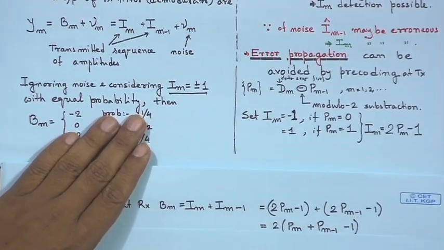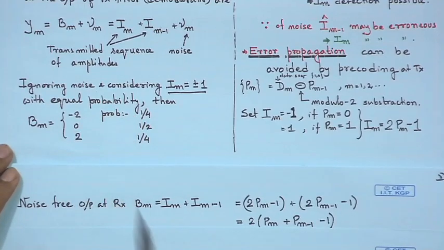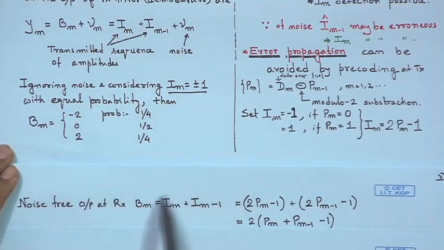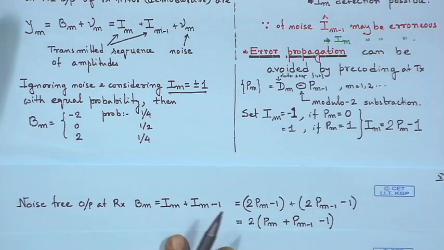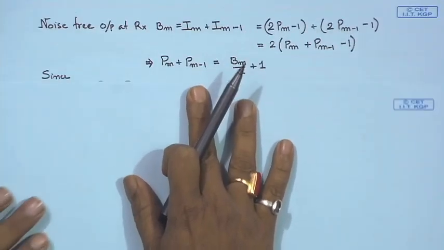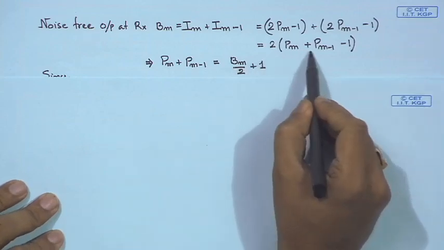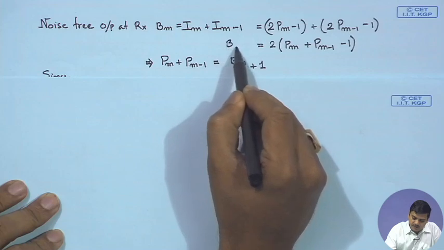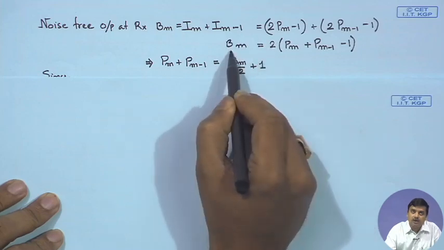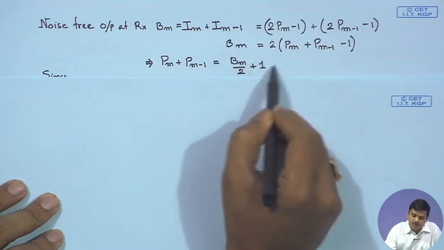So, we have all the necessary expressions visible now. B m is this, that is what we have written. I m is equal to 2 P m minus 1, and I m minus 1 is 2 times P m minus 1 minus 1. So, we have this result: 2 times P m plus P m minus 1 minus 1. So, what we get is that B m is 2 times P m plus P m minus 1, minus 1, and so P m plus P m minus 1 is half of B m plus 1, that is what we have over here.